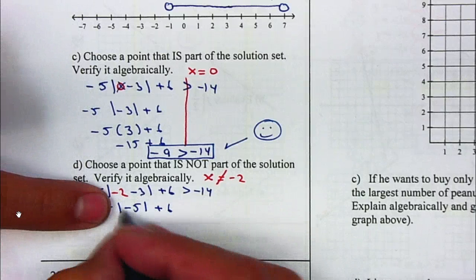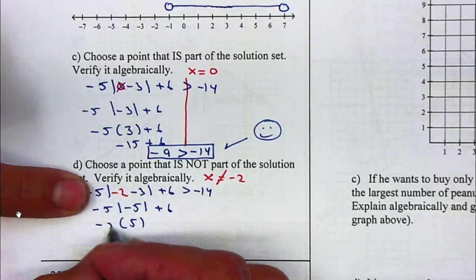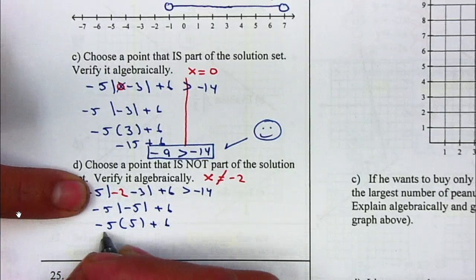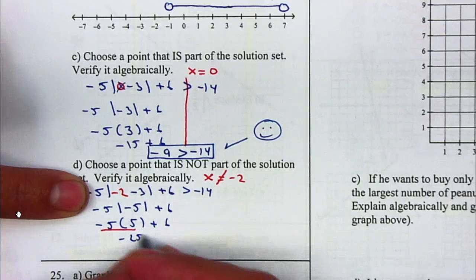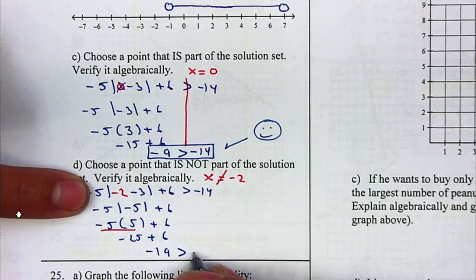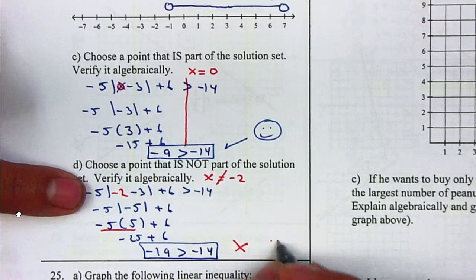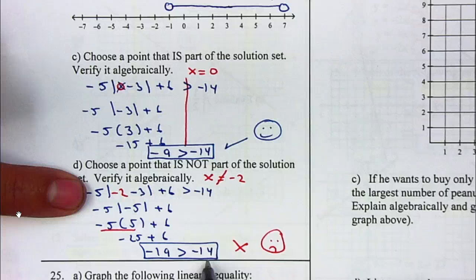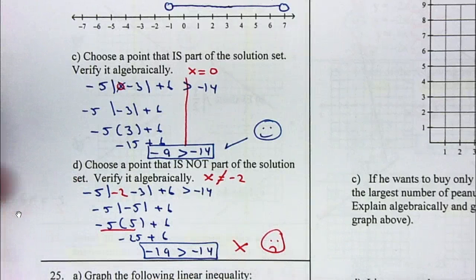Remember, always take the absolute value first. Absolute value of negative 5 is 5, multiplied by negative 5 plus 6. That will give me a negative 25 plus 6. That gives me a negative 19. Is that greater than negative 14? No. And remember, it is false because negative 2 is not a solution. So you verify it algebraically as well.